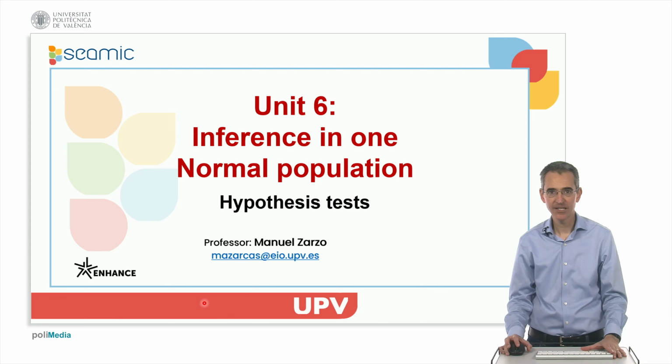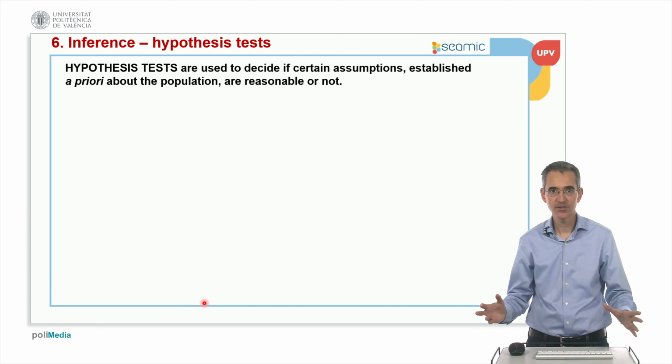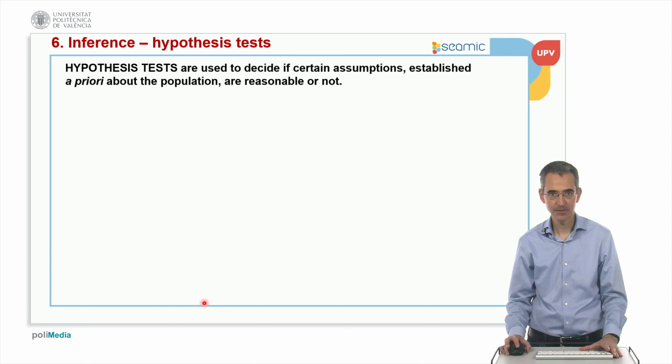This unit is about inference in one normal population. In this video, in particular, we'll explain the hypothesis tests. Well, what is a hypothesis test and why are they useful? They're used to decide if certain assumptions established a priori about the populations are reasonable or not.